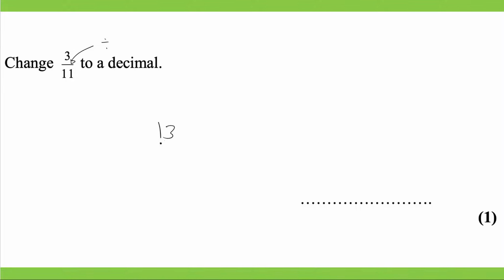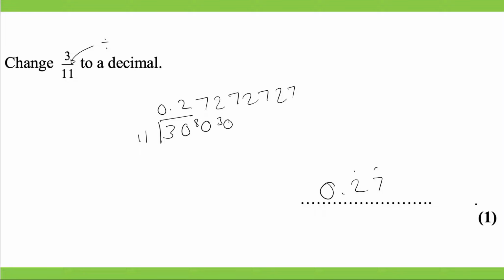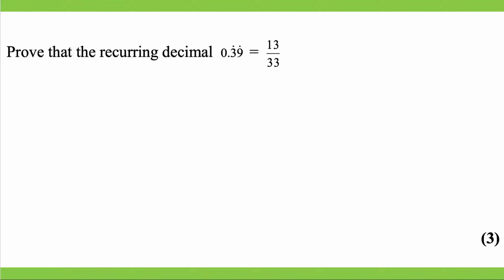This would give us 0. We add a 0 over here. 11 goes into 30 twice with a remainder of 8. 11 goes into 88 seven times with a remainder of 3, and this decimal will keep repeating. So it will be 0.27 recurring, and that would give you 1 mark.